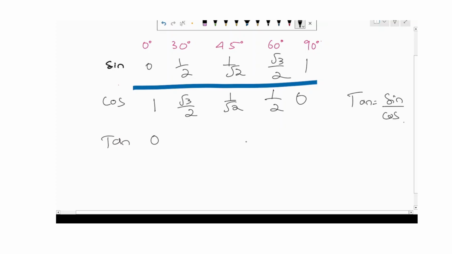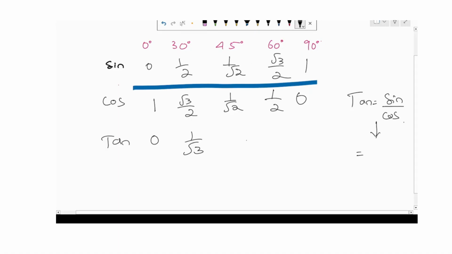Tan 30, 1 by root 2. Sorry, I'll substitute in this formula: sine 1 by 2 divided by root 3 by 2. When you reciprocate, when you bring this denominator, it becomes 2 by root 3. Root 3 is the answer. Sorry, 1 by root 3 is the answer. 1 by root 3.